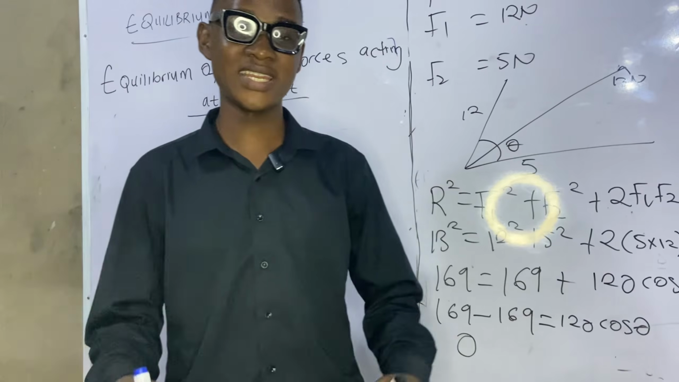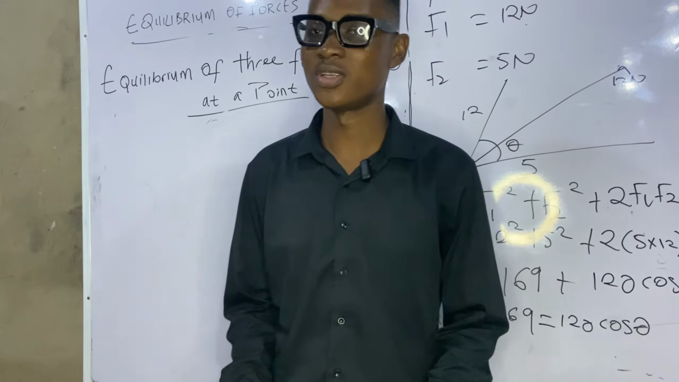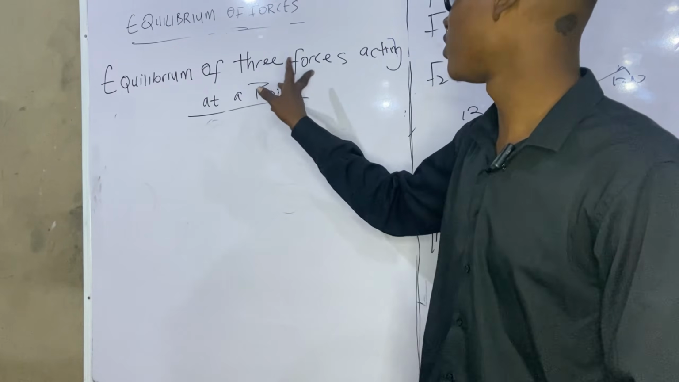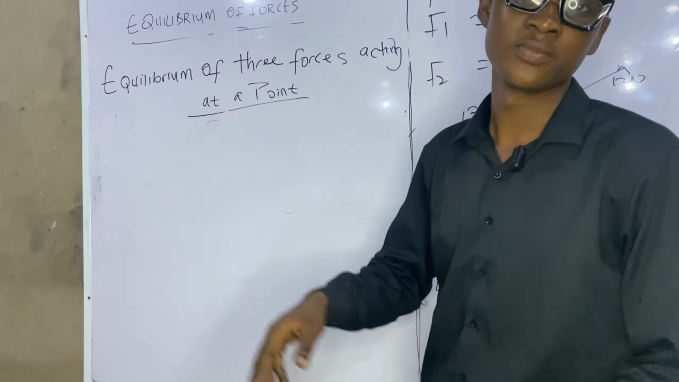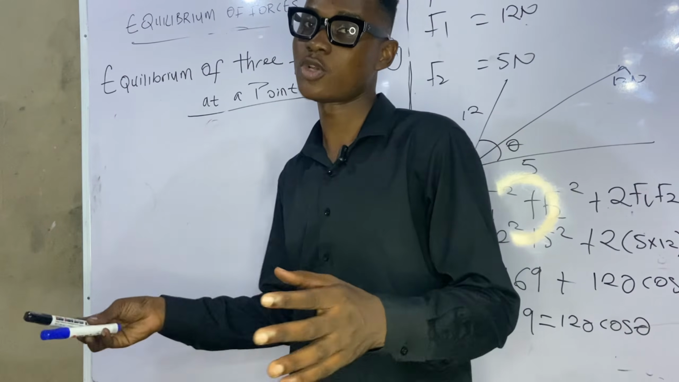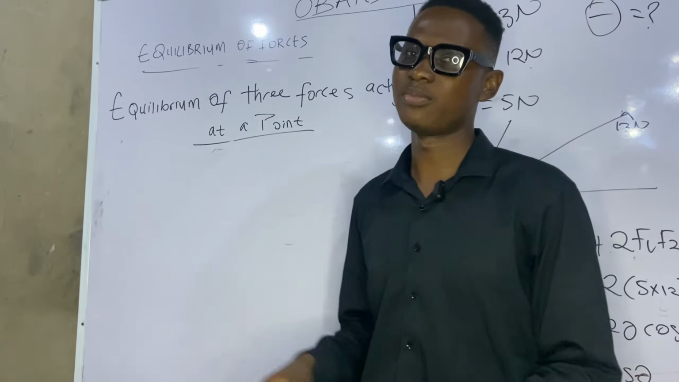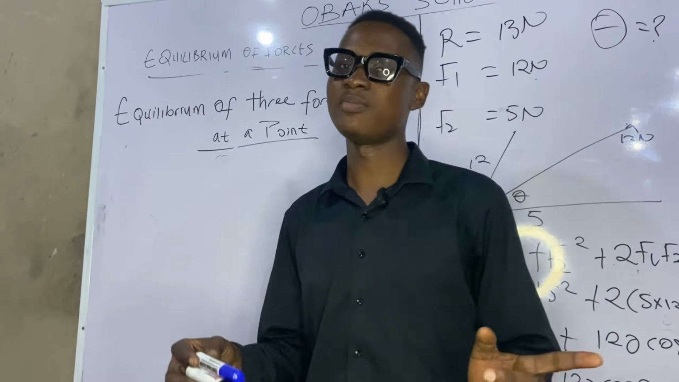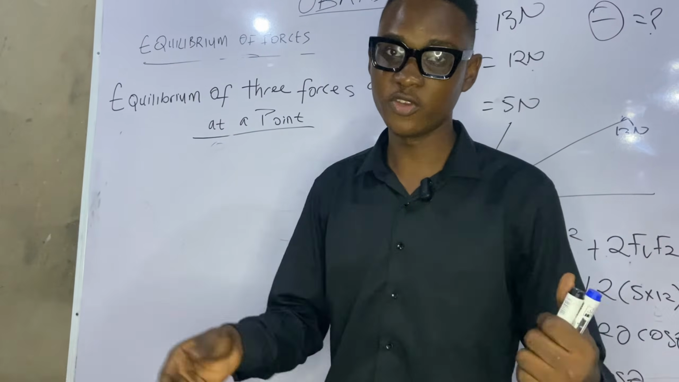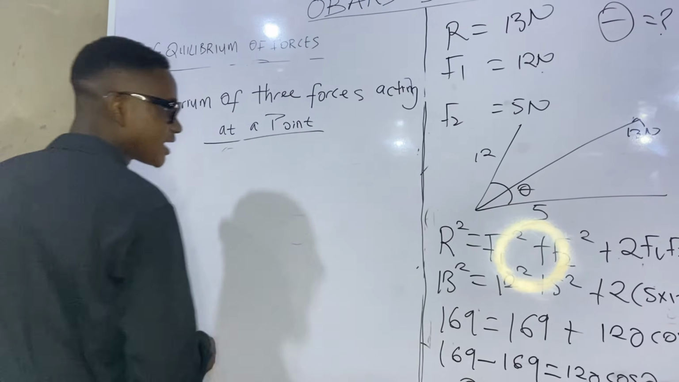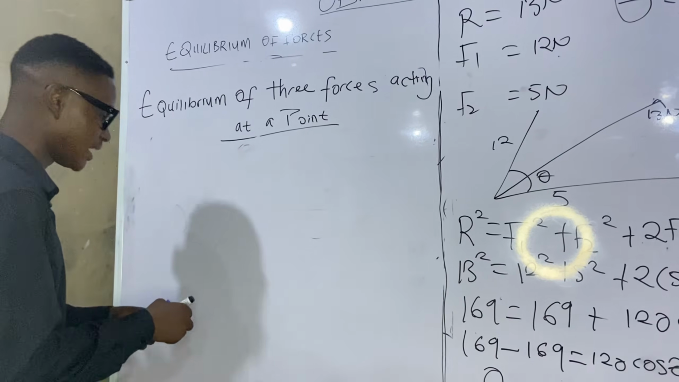So guys, we are in another section, and in this section we're looking at the equilibrium of three forces acting at a point. So this section is specific because we're looking at just three forces acting at a point. If you can remember, or if you have been watching the video from the beginning, there is a diagram that I've been drawing consistently, and it's like this.